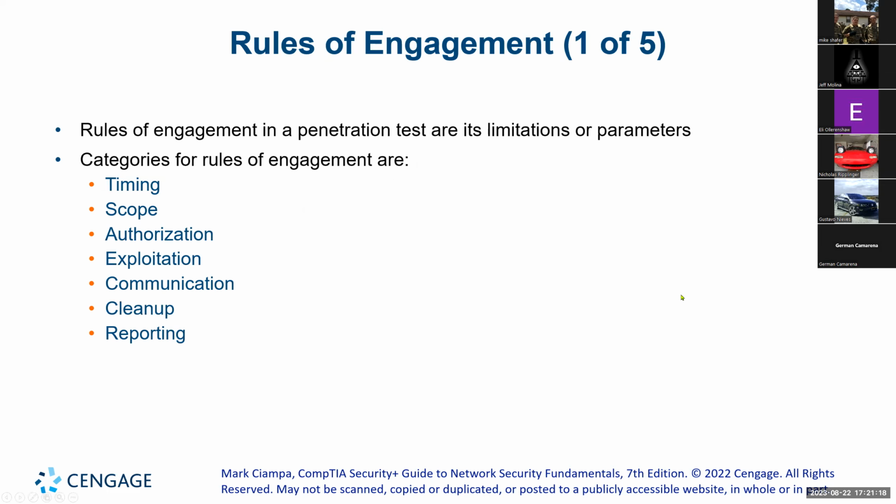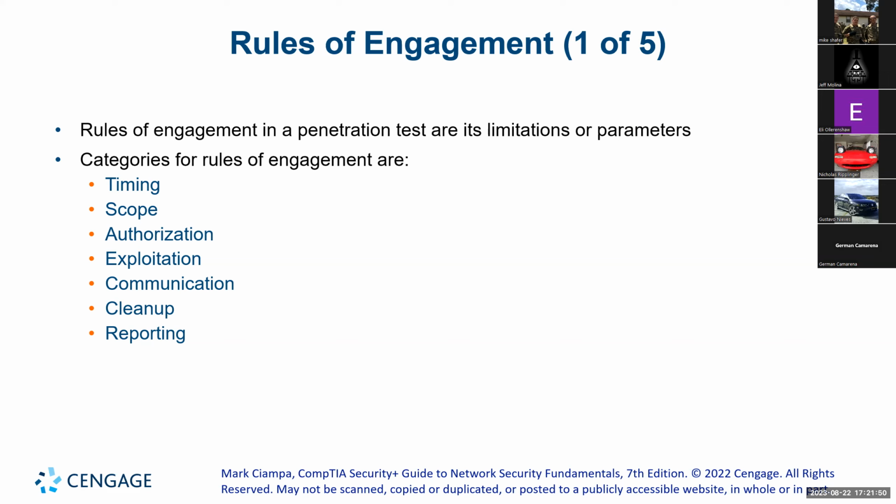Okay, rules of engagement. Pay attention. Rules of engagement in penetration testing are its limitations or parameters. Usually when you do a contract, you have rules of engagement that you work out with the people and you list everything out. The categories are timing, where you put the dates and times when you're going to do things; scope, everything that you're going to test; and authorization, which I cannot stress enough.